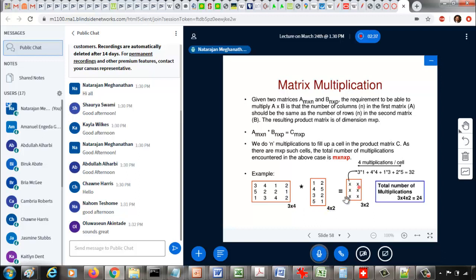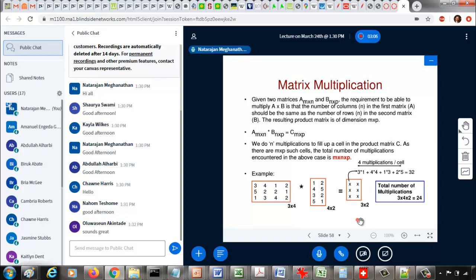The resulting product matrix is going to be of dimension the number of rows from the first matrix and the number of columns from the second matrix. So in this case it is going to be a 3 by 2 matrix, which means 3 rows and 2 columns. We have not really multiplied anything, we can just find the dimensions of the product matrix. That's what we're going to do in the entire topic here.